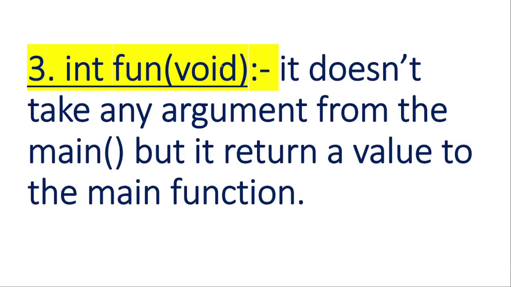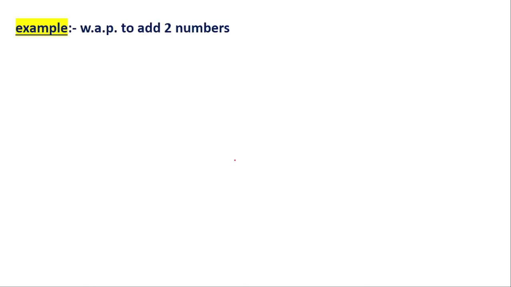So in the third type, int function void, it means this type of function does not take any argument from the user. Argument means any value from the user, and it will return a value to the main. It means it will not take any argument, but it will return a value to the main program. So there is one example.